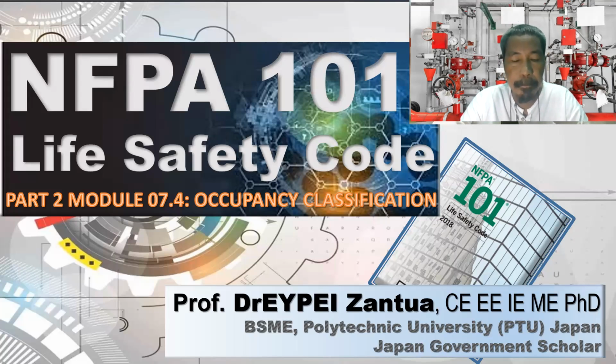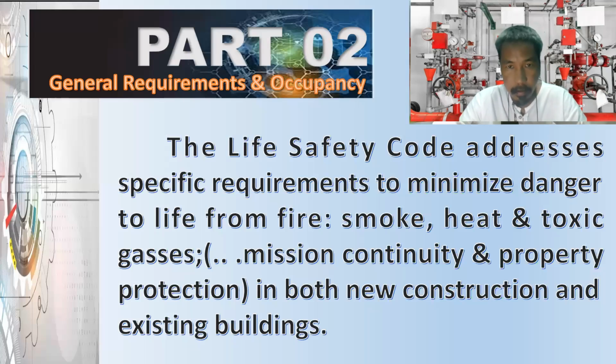In this module number 7, which we're going to talk about occupancy classification, we are on the fourth submodule, which we need to discuss. Part 2, general requirements and occupancy.